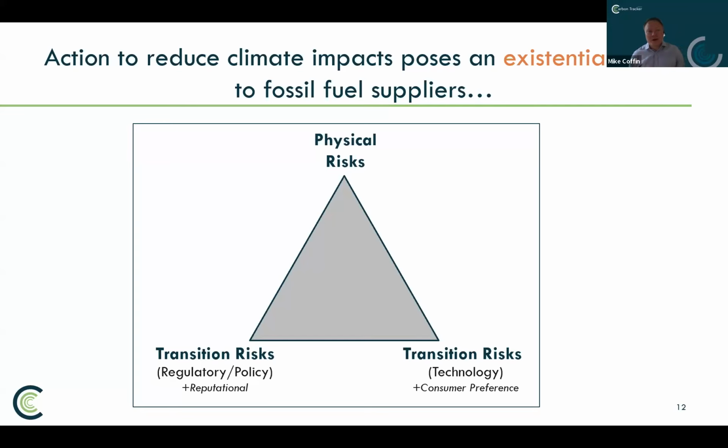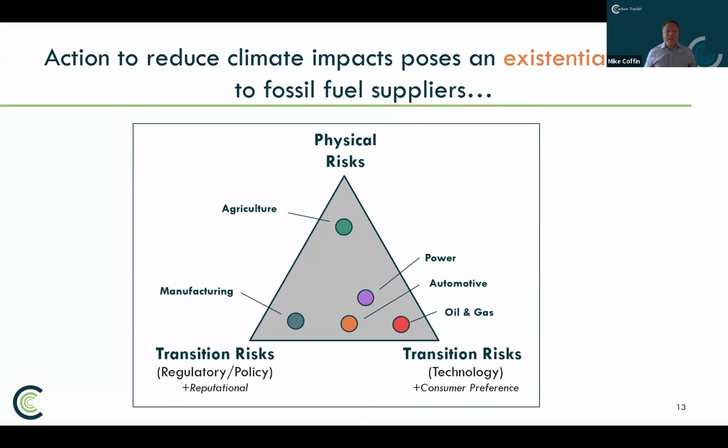So what I'm showing here is climate-related risks split into 3 broad categories. This links through to the TCFD, the Task Force on Climate-Related Financial Disclosures classification. I've split those into 3 main buckets: physical risks; transition risks related to regulatory and policy action, but also reputational risks; and then transition risks that are more technology related, consumer preference, ultimately changes in demand. And of course, the relative impact of these will be felt differently among different sectors.